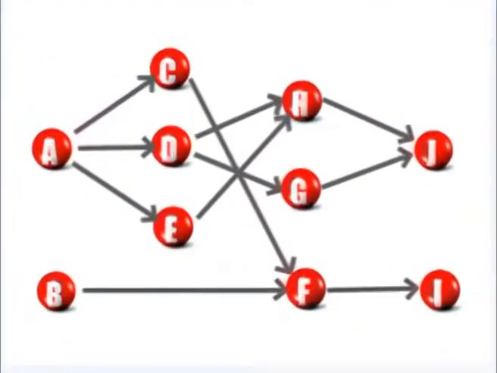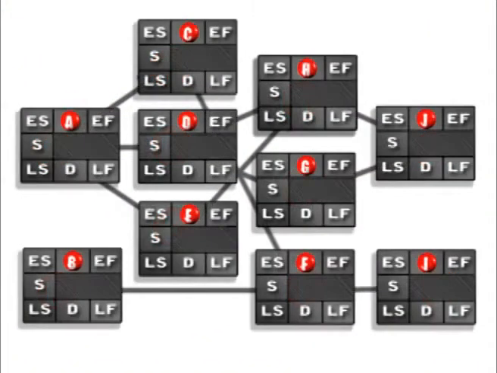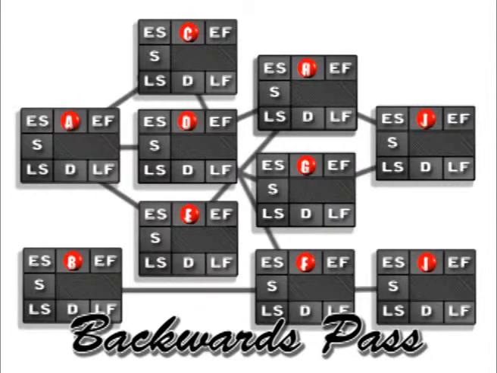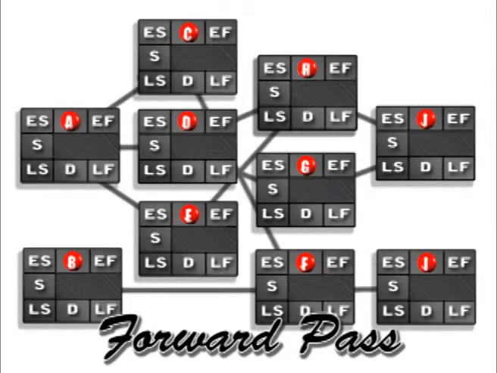So we're going to use this and use my boxes now. And I've drawn out the network, and this is what it would look like with the boxes. So the first thing that we're going to do is something called a forward pass. That means that we're going to move from left to right.